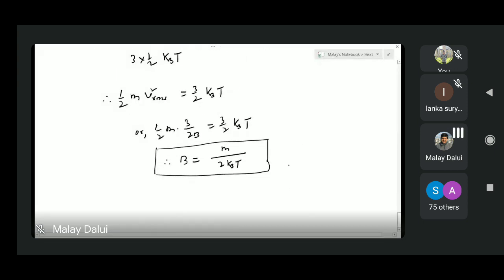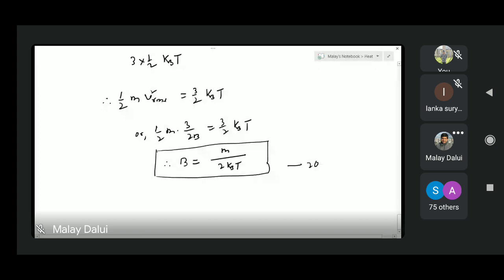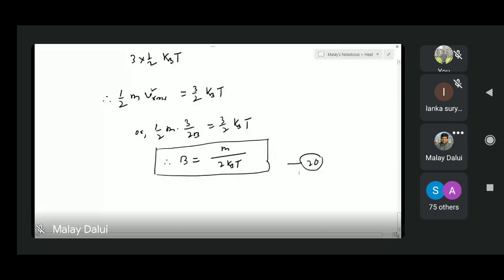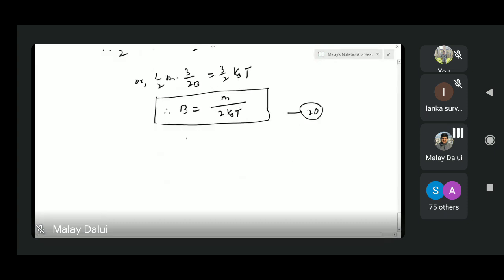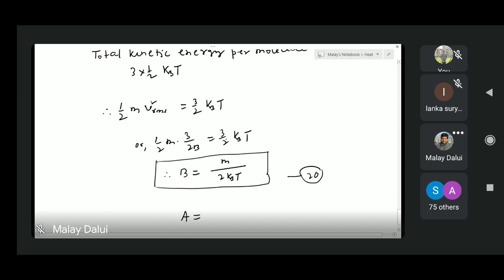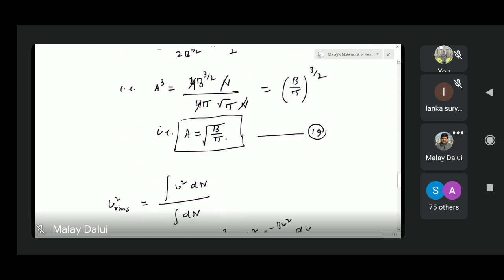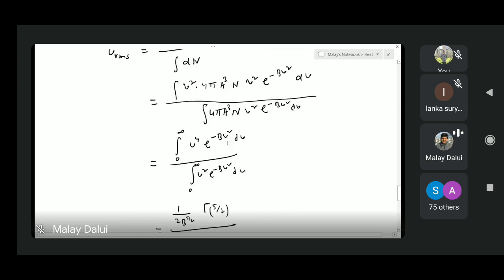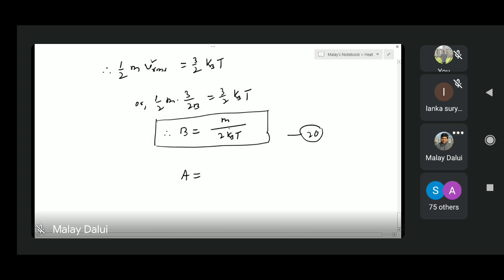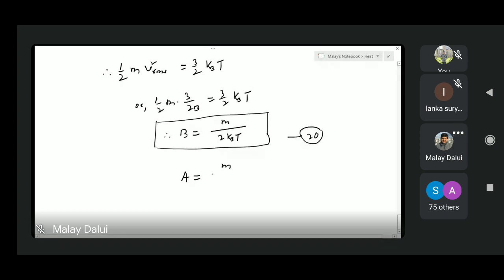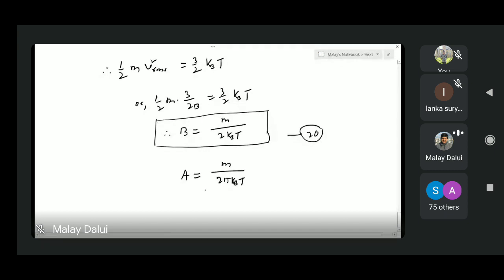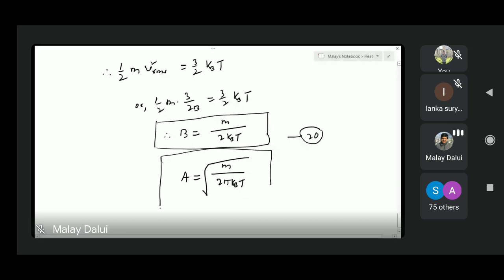So we have found a and b. Therefore, from here, you can say that a is square root of b over pi, which is the square root of m over 2 pi kBT. So we have found a and b.